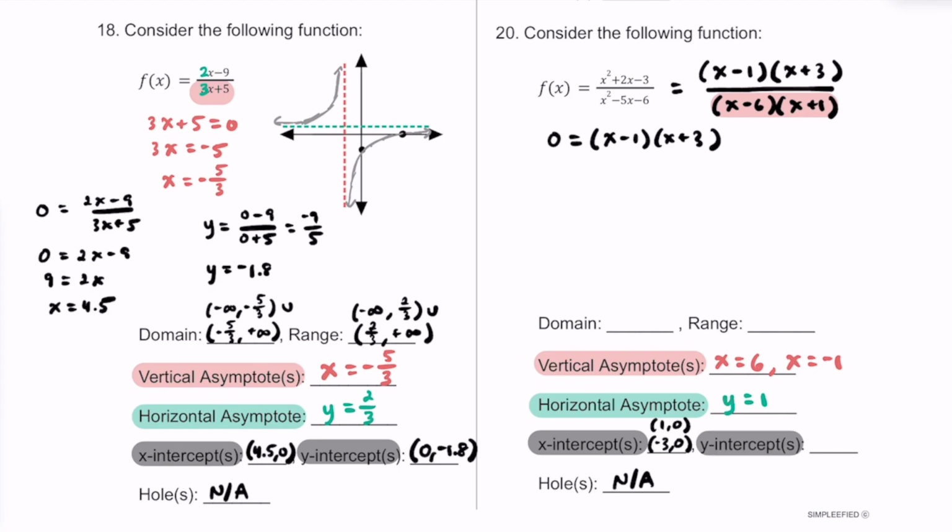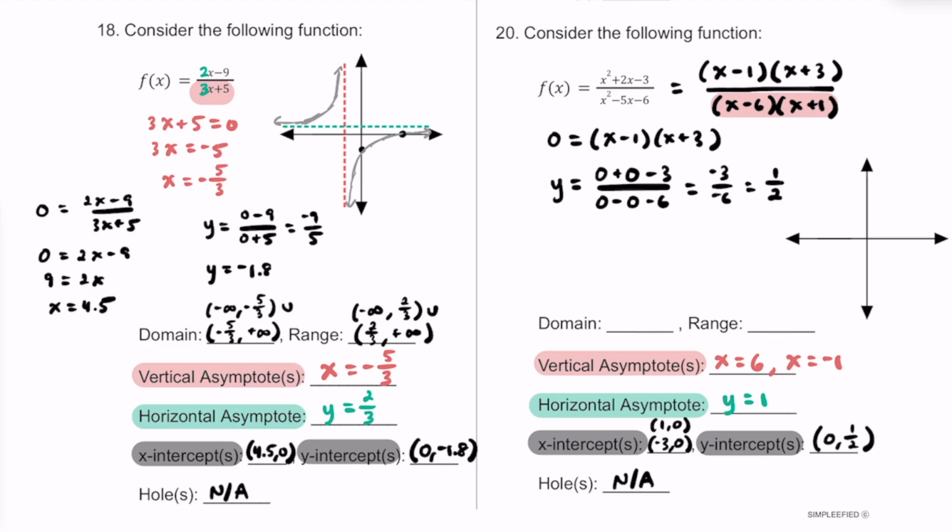Now, as for the y-intercept, that's when x is going to be equal to 0. So we're going to say f of x is the same thing as y. We're going to have 0 squared, which is 0, plus 2 times 0, which is 0, minus 3, all over 0 squared, which is 0, minus 5 times 0, which is 0, minus 6. So altogether here, we're going to get negative 3 over negative 6, which is just going to simplify to positive 1/2. So we're going to have a y-intercept for this function at (0, 1/2).